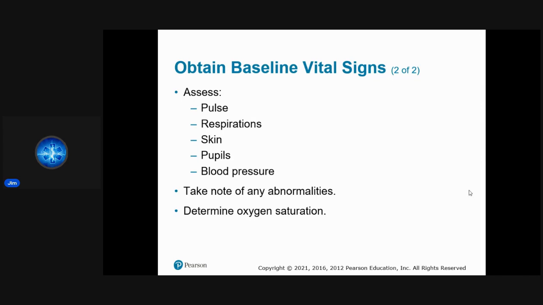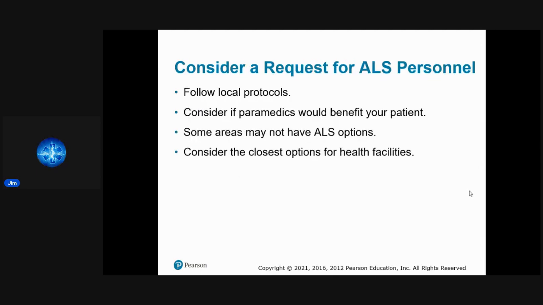Obtaining a baseline set of vitals. Again, chapter 13 talks all about vitals, but we're going to assess the pulse, the respiratory rate, the skin tone, the pupils, the blood pressure. We're also going to be checking their SpO2, or their oxygen saturation. And on our baseline, we're going to be checking the blood glucose level. Take note of any abnormalities and determine the saturation, like I said.